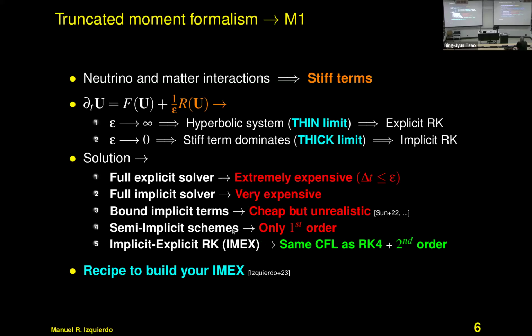I see. So in terms of time step, GM1 or GMC would have the same width as if you evolve it with MC or M1. Exactly. Yes, exactly.